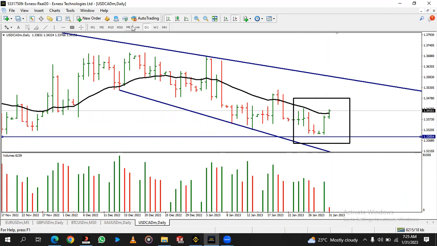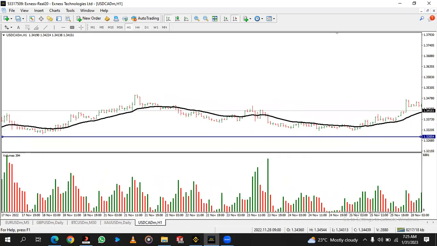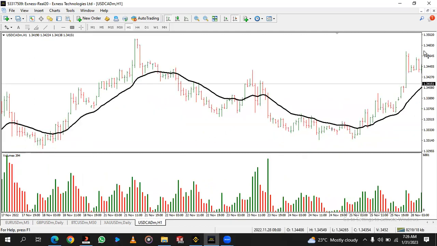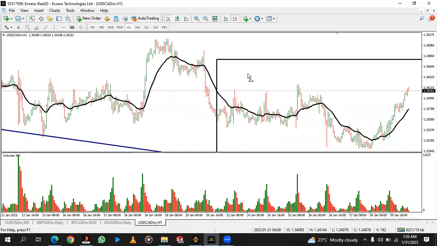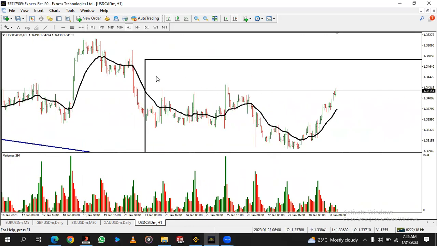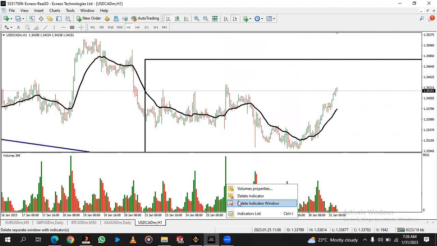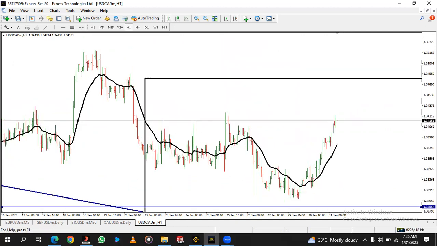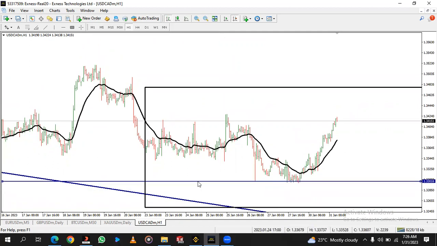Very simple. If you come down to the 1 hour time frame, you will notice this. This is what happened to the market. You will notice that the market has actually done something like this. Let me take away the volume. We have this.